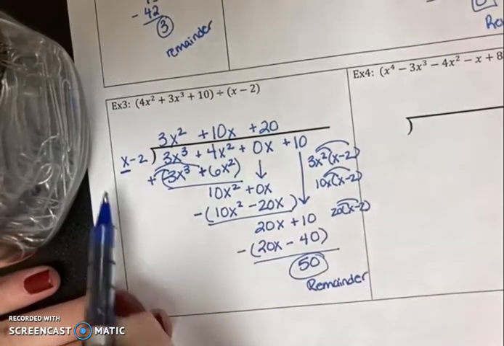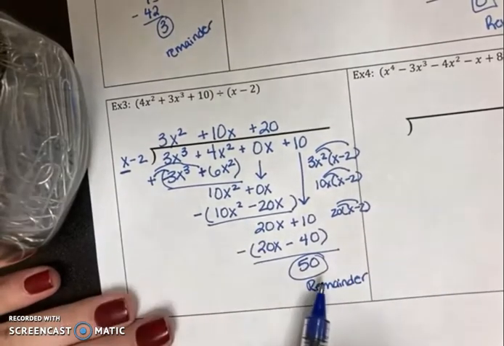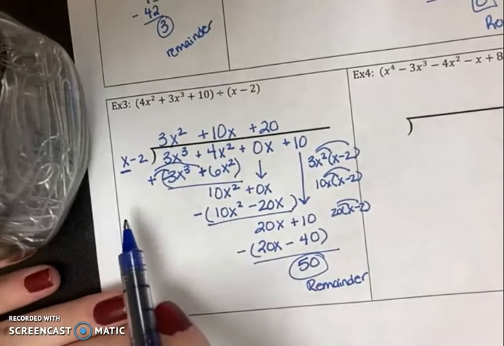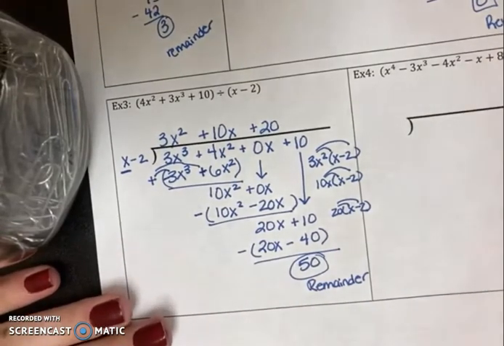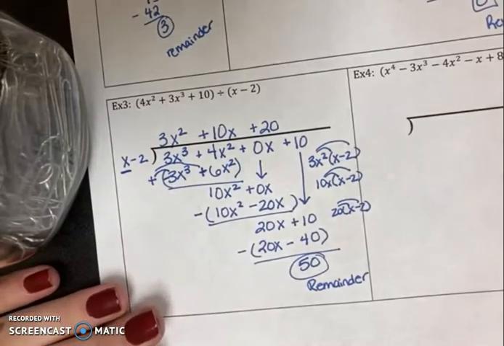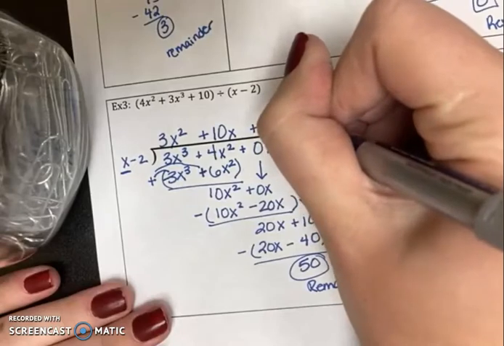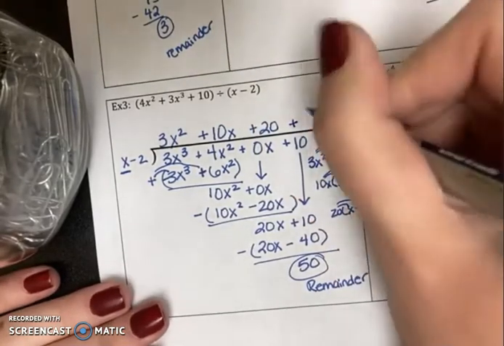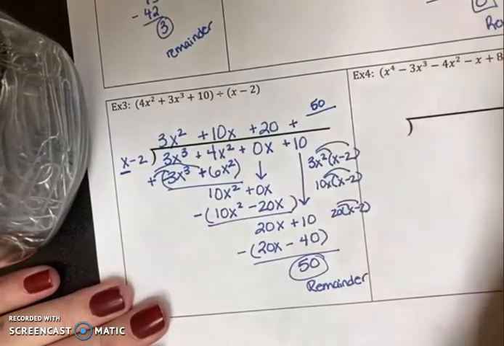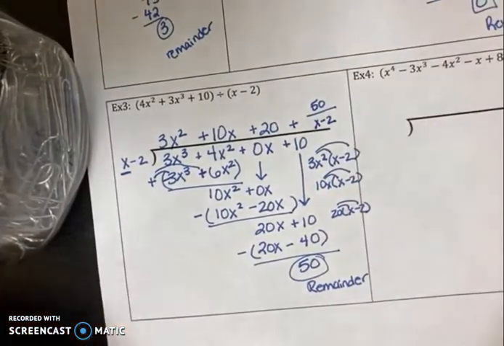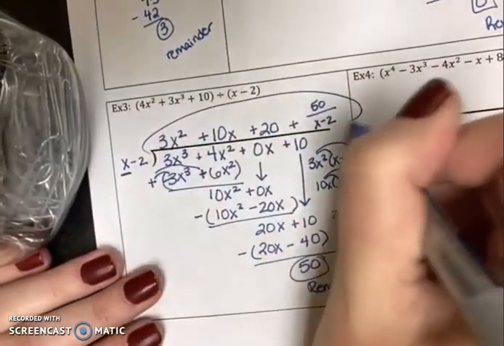Because I cannot multiply x by anything to get the 50, I would have had to divide by x in order to get rid of it. So I'm going to write my final answer as plus the remainder, 50, over the divisor, x minus 2. That would be my quotient, or the answer.